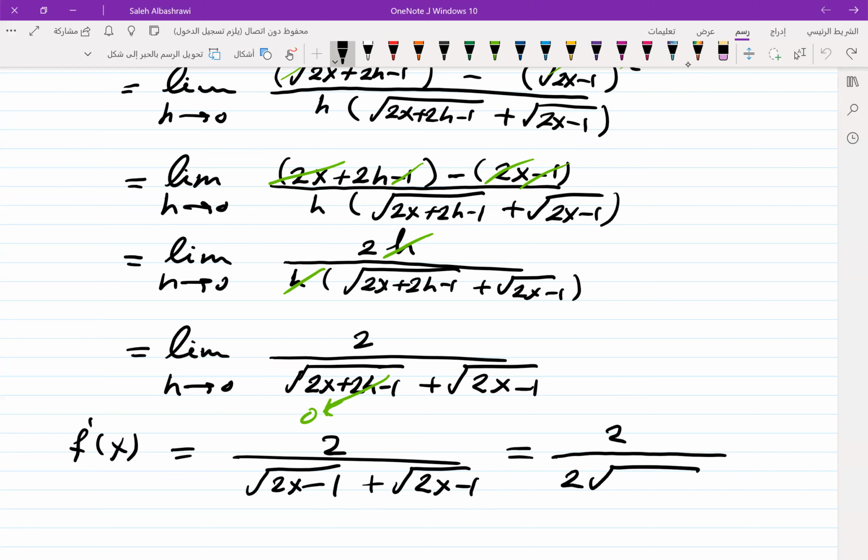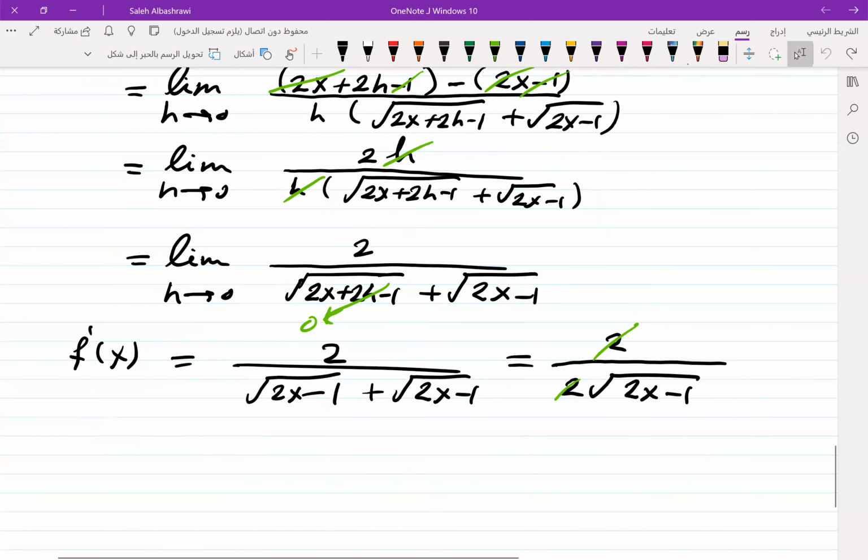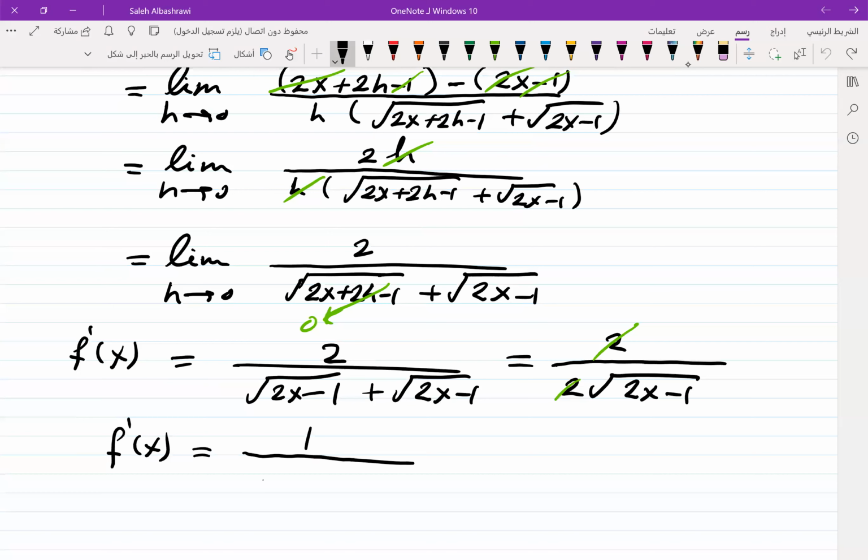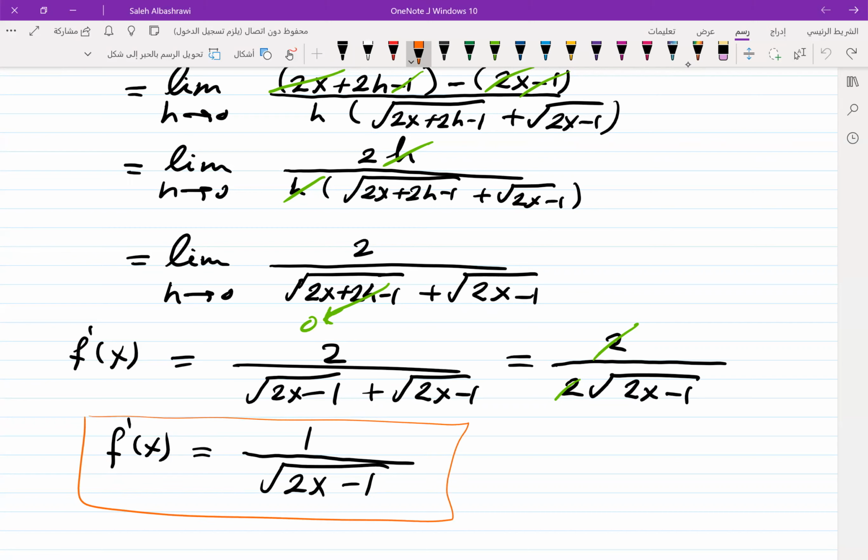Or I can also cancel this 2 with the 2. I will have the derivative equal to 1 over the square root of 2x minus 1. So the derivative of this function is equal to 1 over the square root of 2x minus 1. We just applied the definition to find the derivative in this case.